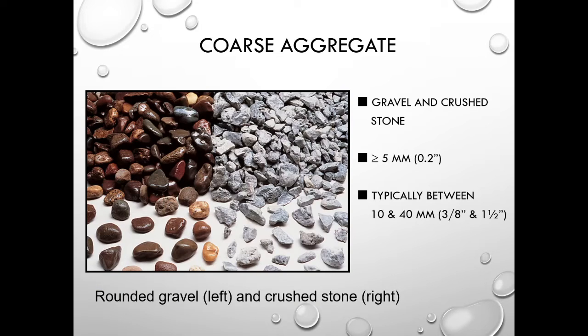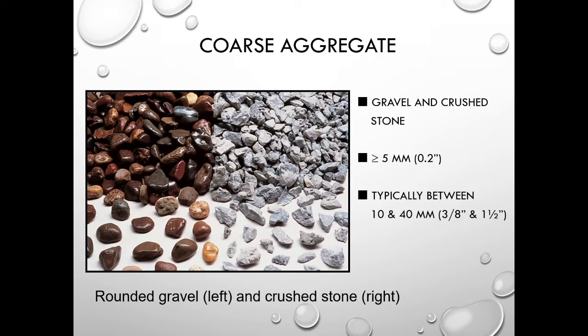The coarse aggregate consists of gravel and crushed stone, typically greater than or equal to 5 millimeters. And again, typically in the local area, we're 20 millimeter aggregate. However, between 10 and 40 millimeters is quite common, depending again on what the concrete is going to be used for. You can see from the slide that the left half of the photo shows rounded polished aggregate, and on the right shows crushed stone.